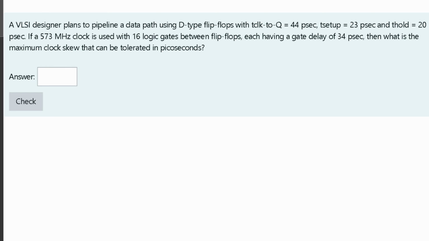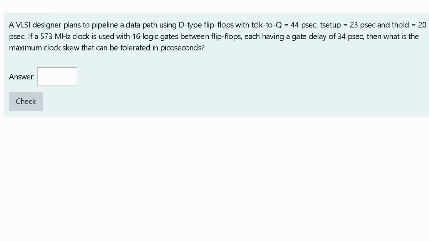A VLSI designer plans to pipeline a data path using D-type flip-flops with a tclk-to-Q of 44 picoseconds. Tsetup is 23 picoseconds, and thold is equal to 20 picoseconds. Now we have a clock, and it's used with 16 logic gates between flip-flops, and each has a gate delay of 34 picoseconds. But problems are going to look very different.